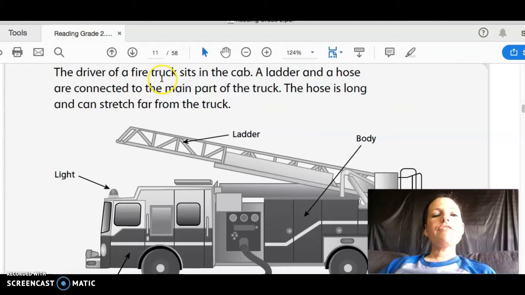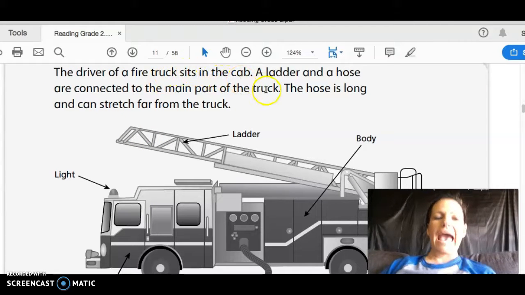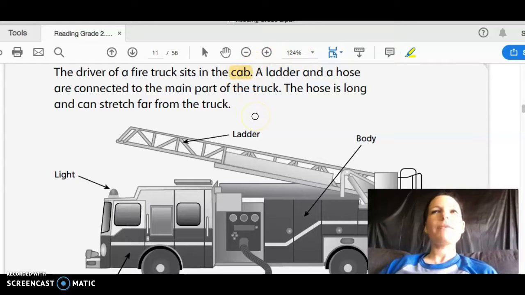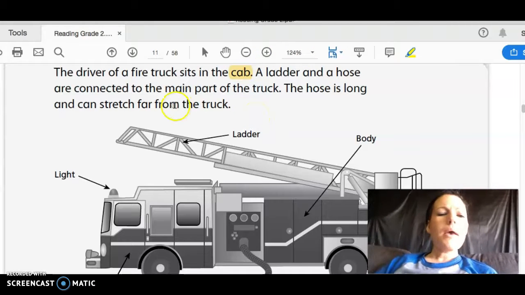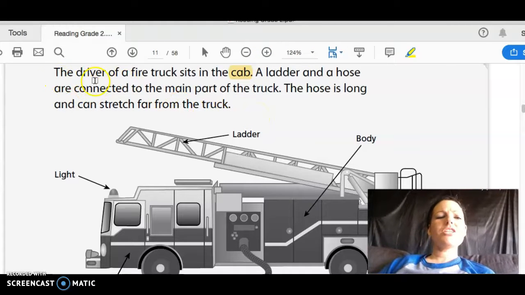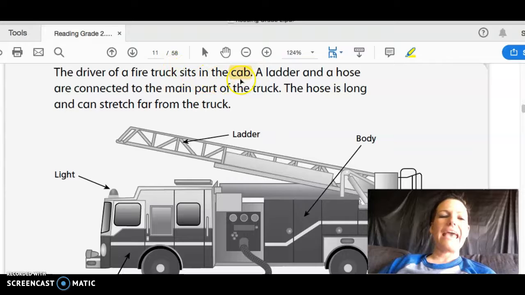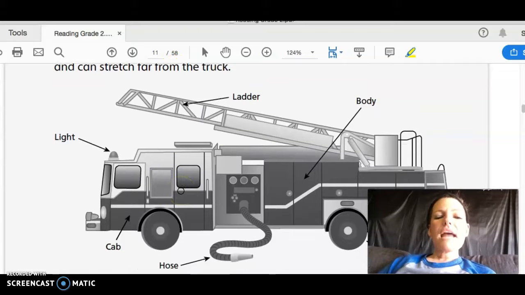The driver of a fire truck sits in the cab. Okay, just a second here. What in the world is a cab? I know that cabs sometimes pick people up. I've seen them in movies. They're yellow. But that doesn't really make sense. The driver of a fire truck sits in a cab. Well, if I look at the diagram down here, I see that a cab is this section up front, in the very front of the fire truck, with the arrow pointing to where the door is.